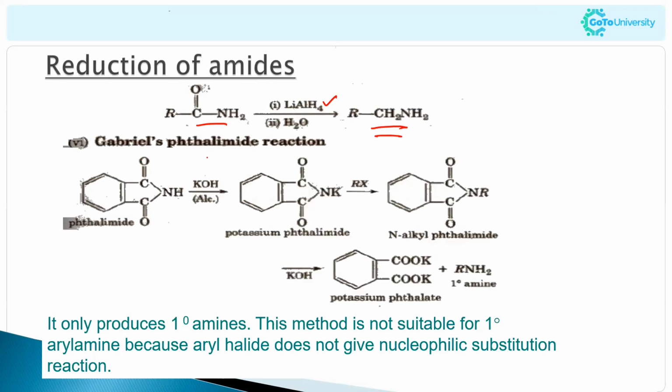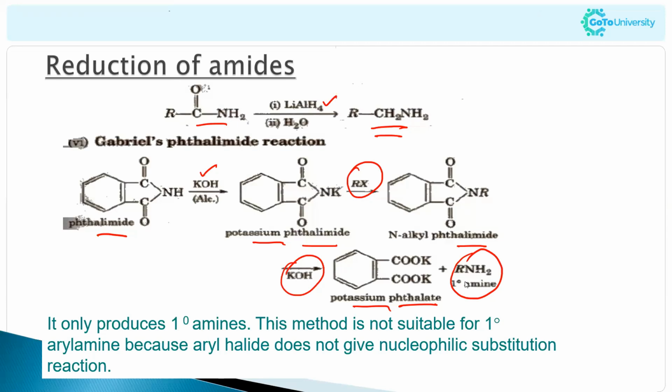Okay. Now you see the Gabriel phthalimide reaction. In the Gabriel phthalimide reaction, we have a phthalimide reacting with potassium hydroxide and converting into potassium phthalimide. This potassium phthalimide on reaction with alkyl halide converts into N-alkyl phthalimide. This N-alkyl phthalimide, again reacting with potassium hydroxide, converts into potassium phthalate, and another product is primary amine. So primary amine is produced as the byproduct of the reaction. Okay, all these methods you have to remember, write down the points.